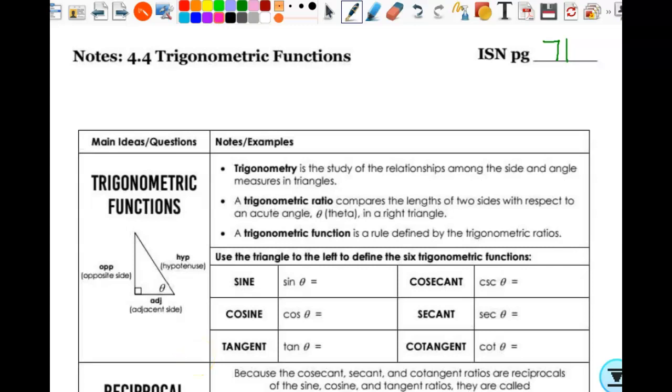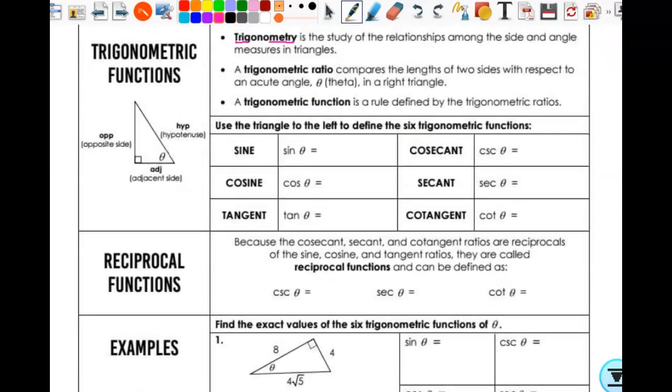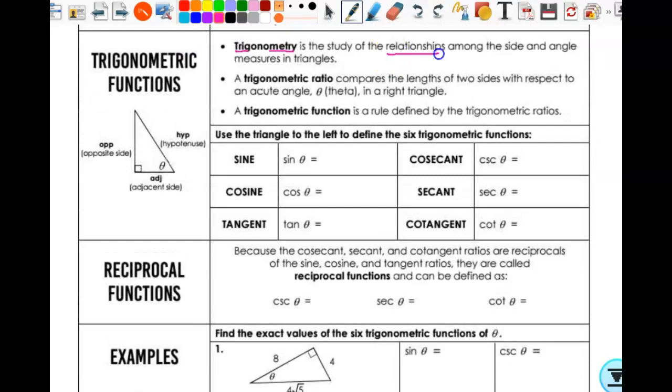All right. So we have trigonometry. Trigonometry literally means triangle measure. That's what it means. Trigonometry, triangle measure. It's the study of the relationships among the sides and angle measures in triangles. Right, triangle measure. So we have trig ratios. So a ratio mathematically is a fraction. Okay. So we're going to come up with our little fractions.